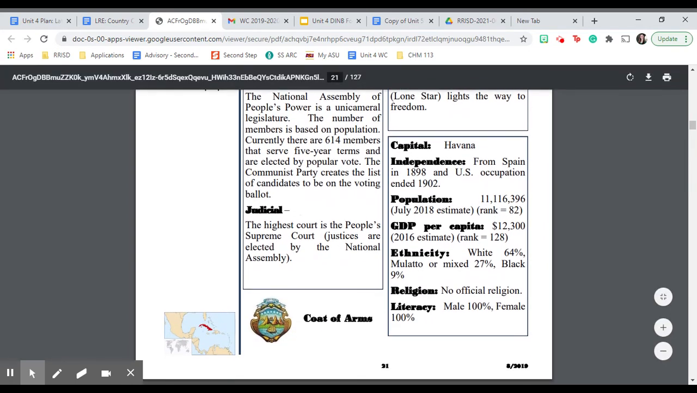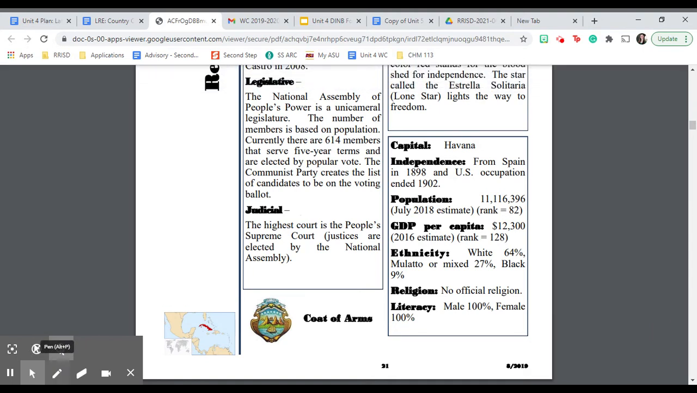All right, some of these things are going to be a little bit out of order, and that's okay. I'm going to highlight things that will be written in your notes. It just may not be in the same order as it appears on here. So we do have the capital of Cuba is Havana. Cuba did fight for independence from Spain in 1898, and U.S. occupation ended in 1902.